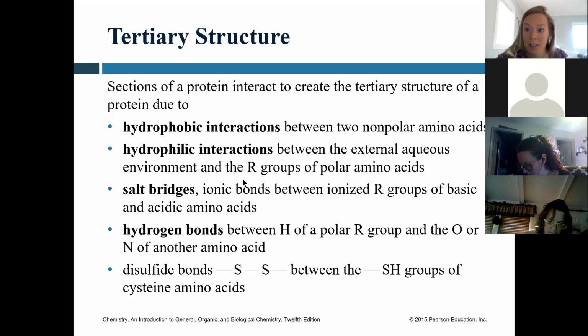Again, these get very complicated, right? Depending on what the protein is, what the sequencing is. You don't need to go into that depth, but you do need to know that these are a type of tertiary structure and what the differences are between them. We can have these things called salt bridges. This is an ionic bond between ionized R groups of a basic and an acidic amino acid.